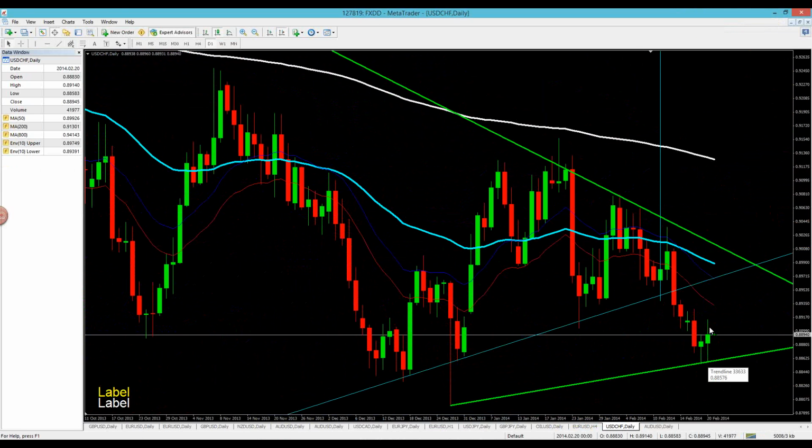So, you know, this is a very strong area of support at 88.60, basically. So if you see price come down to 88.60, it's a good place to look for a buy to keep us going in this flag formation and a continuation to the upside. Okay, so I would call a buy on the dollar Swiss.